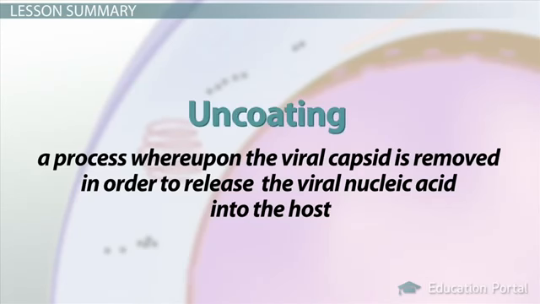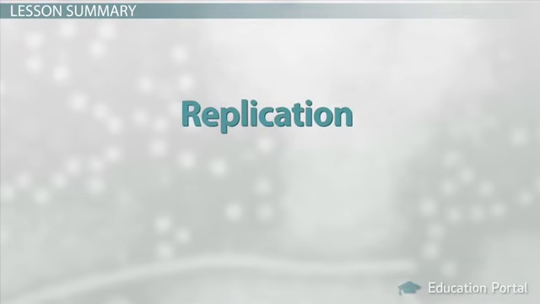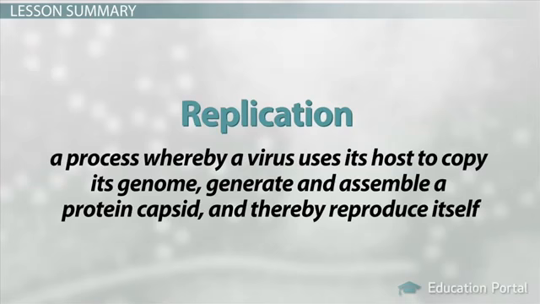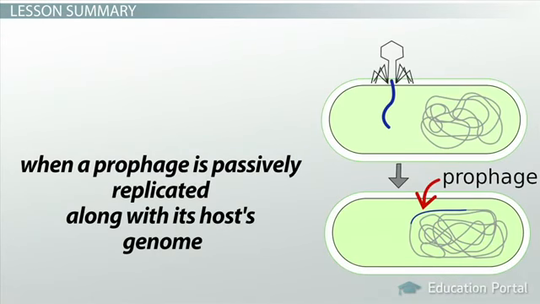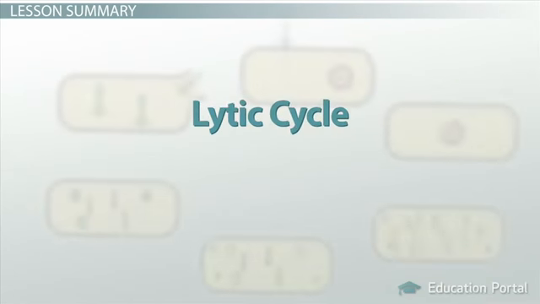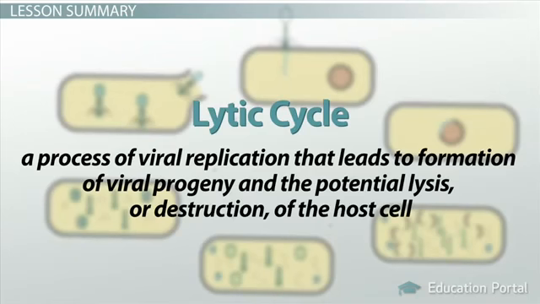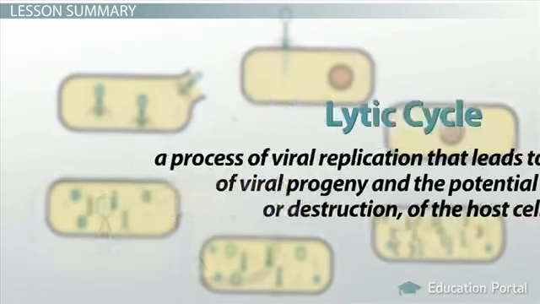We call this action uncoating. After uncoating, replication must occur. This is when a virus uses its host to copy its genome, generate and assemble a protein capsid, and thereby reproduce itself. When a prophage is passively replicated along with its host genome, we term this the lysogenic cycle. Conversely, the lytic cycle is a process of viral replication that leads to formation of viral progeny and the potential lysis or destruction of the host cell.